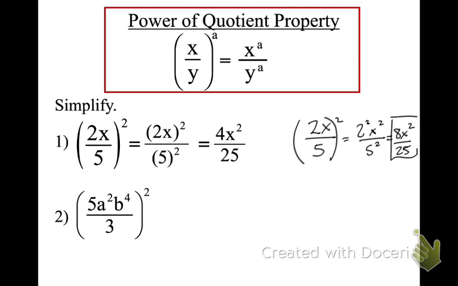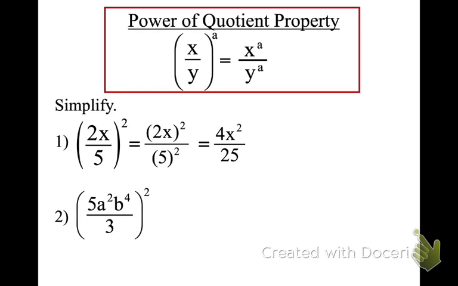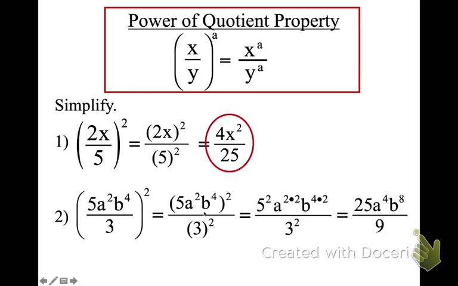Now let's check our work. I'm doing 5 squared, a to the second power times the second power, b to the fourth power times the second power, all over 3 squared. So that's 25, a to the fourth, b to the eighth, all over 9. Okay? Okay. Now eventually, if there's something, we may have to reduce fractions like this.